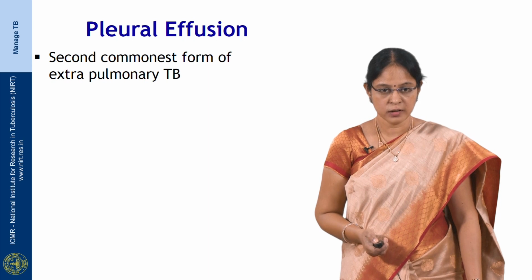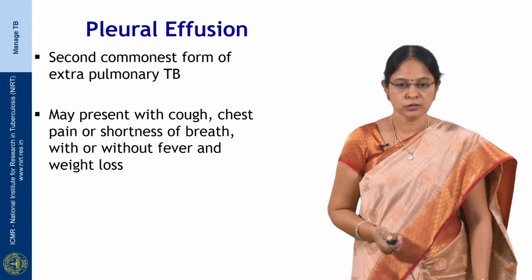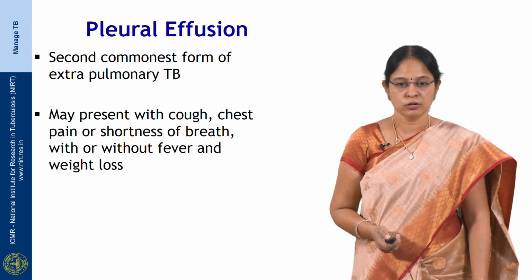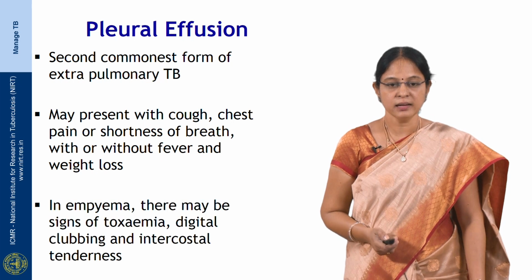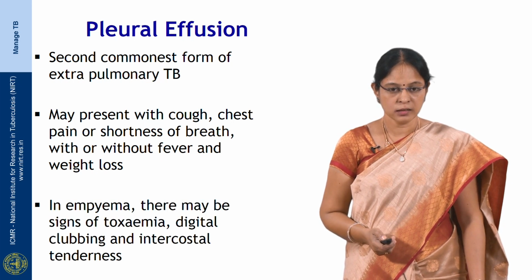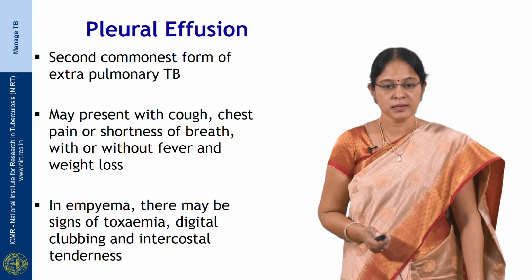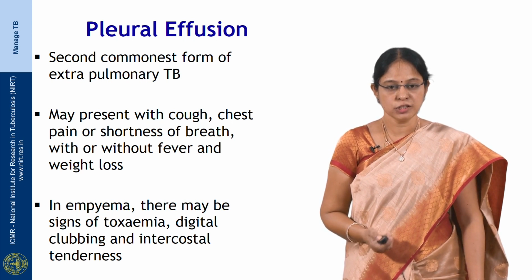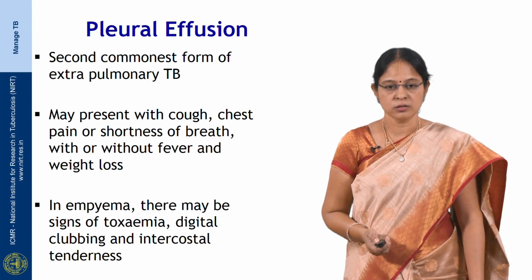The second commonest form of extrapulmonary TB is pleural effusion. It usually presents with cough, chest pain, or shortness of breath with or without fever and weight loss. In empyema, where there is a collection of pus in the pleural space, there may be signs of toxemia in addition to the other symptoms, along with digital clubbing and intercostal tenderness.